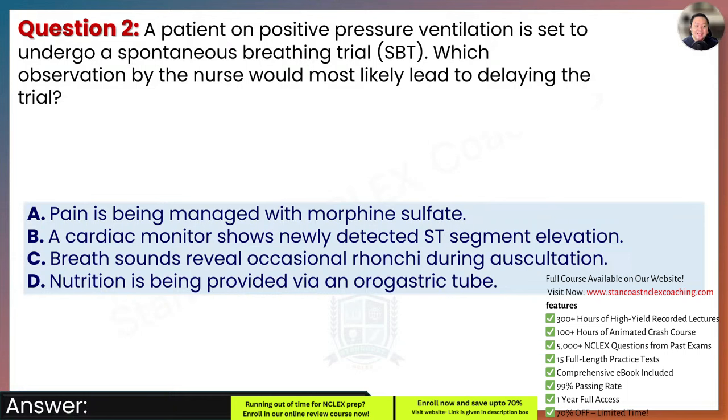Now, why is letter B correct in this question? Well, a newly detected ST segment elevation on the cardiac monitor is a red flag for myocardial ischemia.